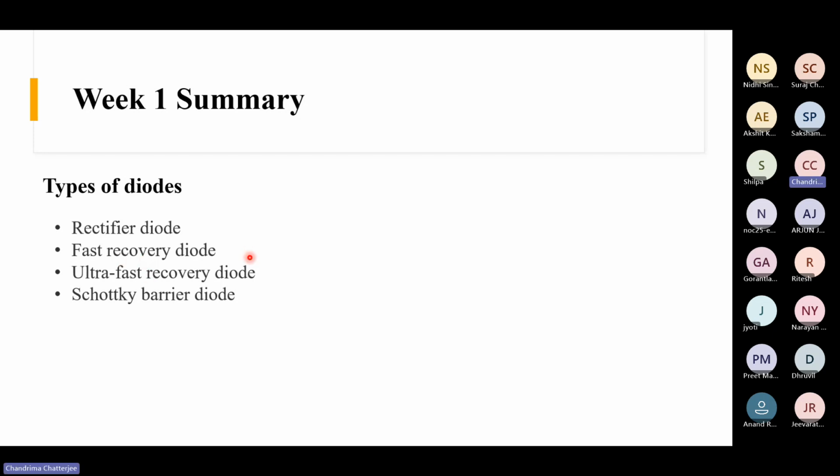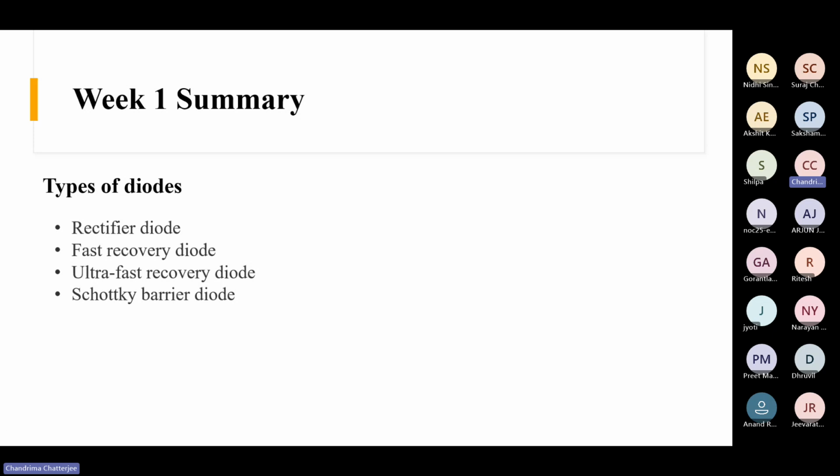And for ultra fast recovery diode, the time is even smaller. And for Schottky barrier diode, the time is almost negligible, almost zero. So these Schottky barrier diodes are very fast diodes, right? And they are also very efficient diodes. The power loss in these diodes is very small. So you can check the datasheet for this kind of diodes in the lecture series also.